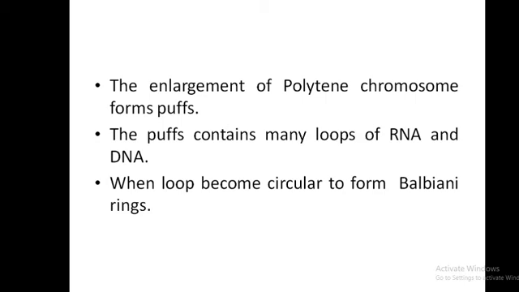See, in the structure, there are some light bands. That means the chromosome is not composed of RNA at that region. It means that at that region the transcription process is being carried out. The enlargement of polytene chromosomes forms puffs. The puffs contain many loops of RNA and DNA. When the loop becomes circular, it forms Balbiani rings.